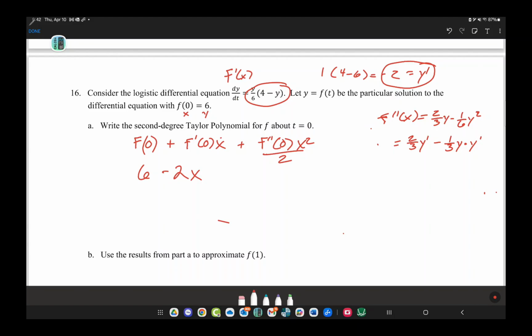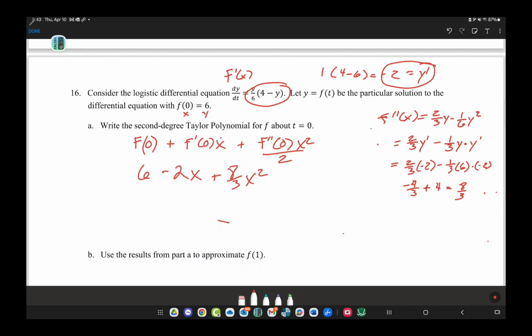Replace y prime with negative 2. What do we replace y with? 6. So 2/3 times negative 2 minus 1/3 times 6 times negative 2 gives me negative 4/3. Plus, that's going to give you 12 over 3, 4, which is something. What is it? Multiplied by 3, 8/3. So plus 8/3 x squared.